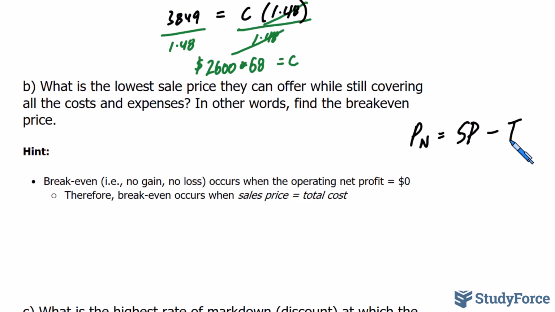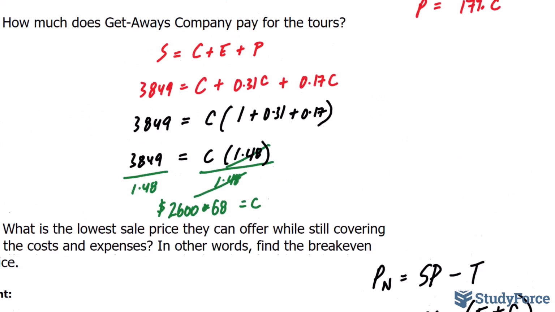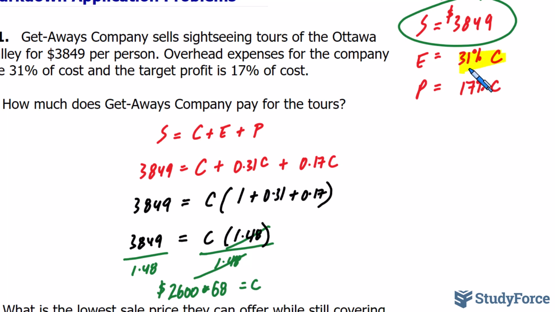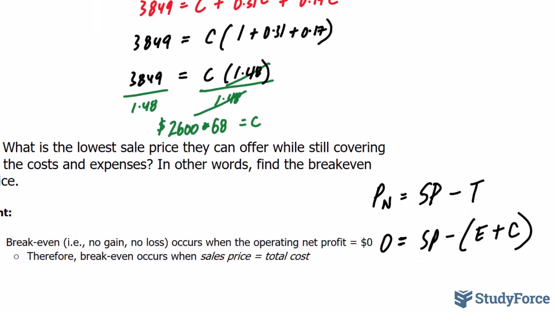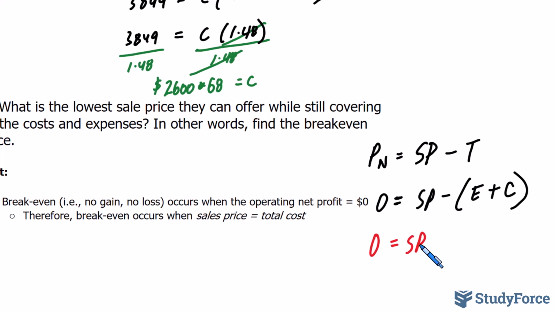And total cost is different than the cost that we mentioned earlier. Total cost here is both your expenses plus your cost. So it's a combination of those two things. And when we break even, our net operating profit is 0. So I'm going to go ahead and replace P sub N with 0. We can even replace E with 31% of cost, and we already know the cost. We found that in question A, and C with the cost itself, which was $2,600.68. So we have 0 is equal to SP.